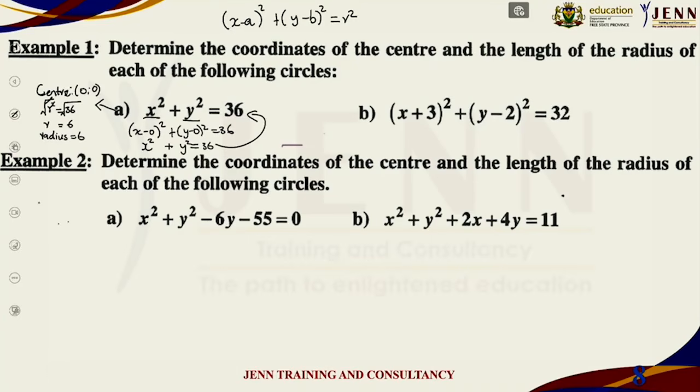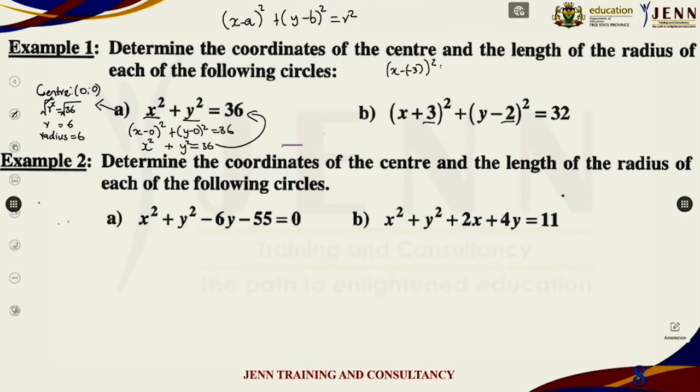Our standard form is (x − a)² + (y − b)² = r². We must remember that for you to have positive 3, to have negative 2, when we substitute, we'll have our open bracket x minus. For you to have a positive 3, you need to remember that negative by negative will give you positive.